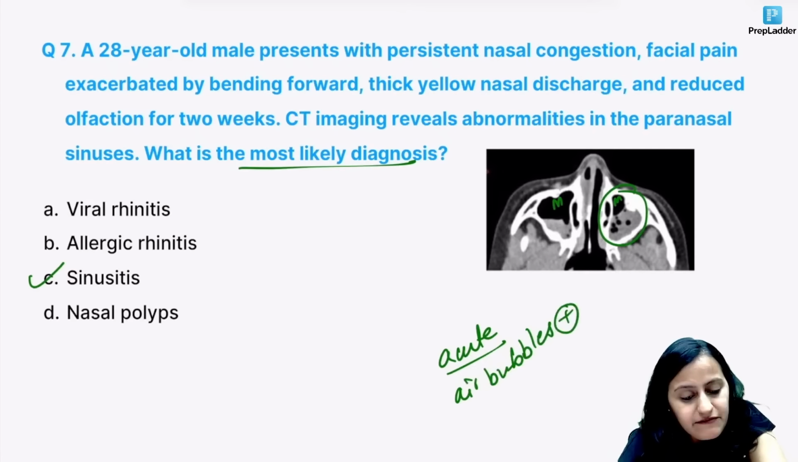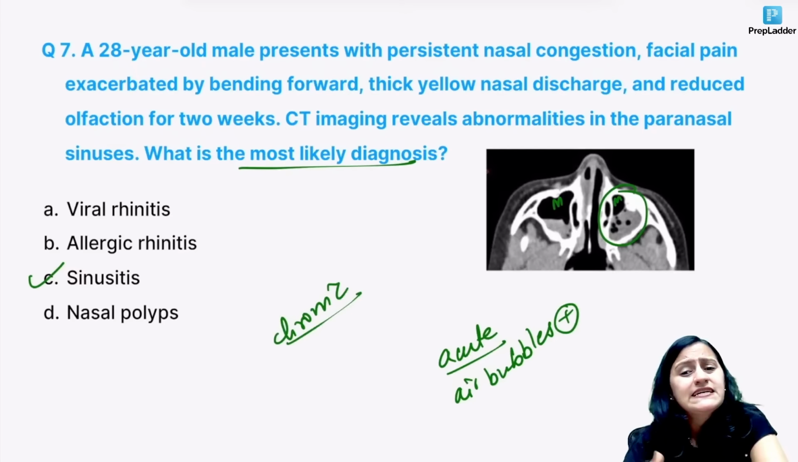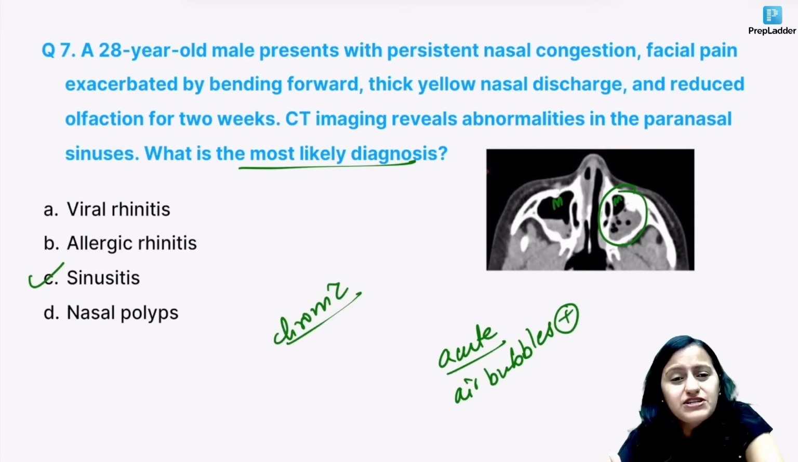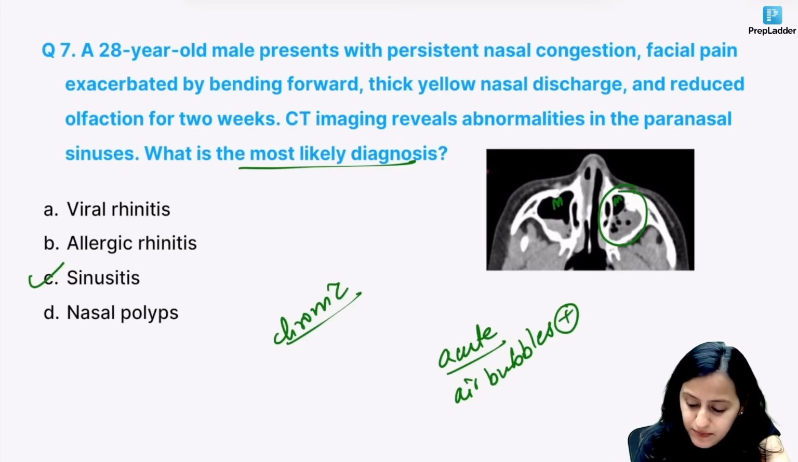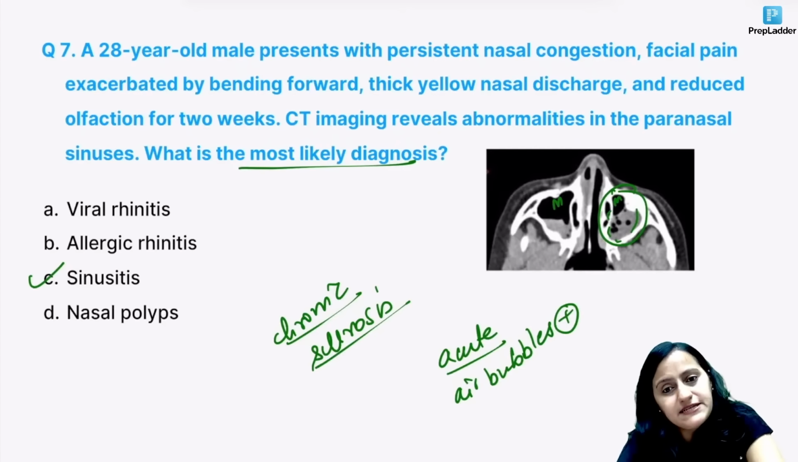Is this clear with everyone? What will you see in chronic sinusitis? Any chronic inflammatory condition, remember there is going to be the surrounding bone which will become thick and sclerosed. So there is going to be sclerosis with chronic sinusitis. The air bubbles will not be present. Okay, so this is sinusitis.